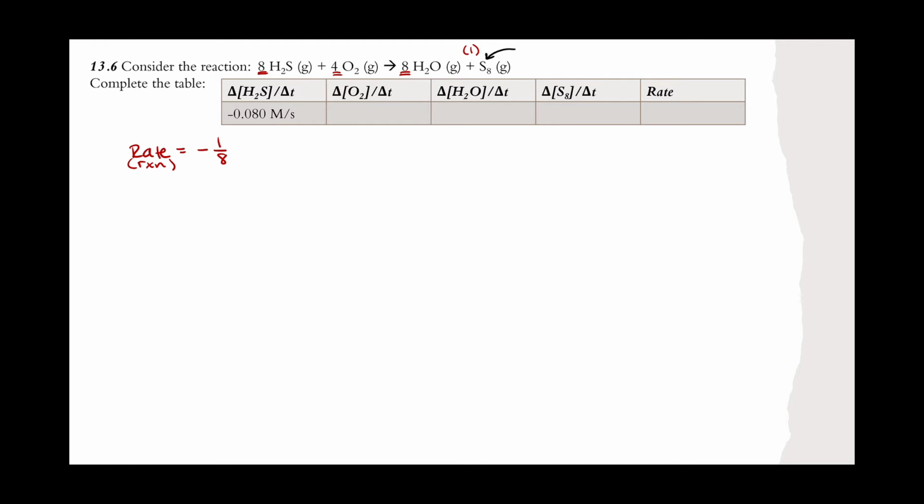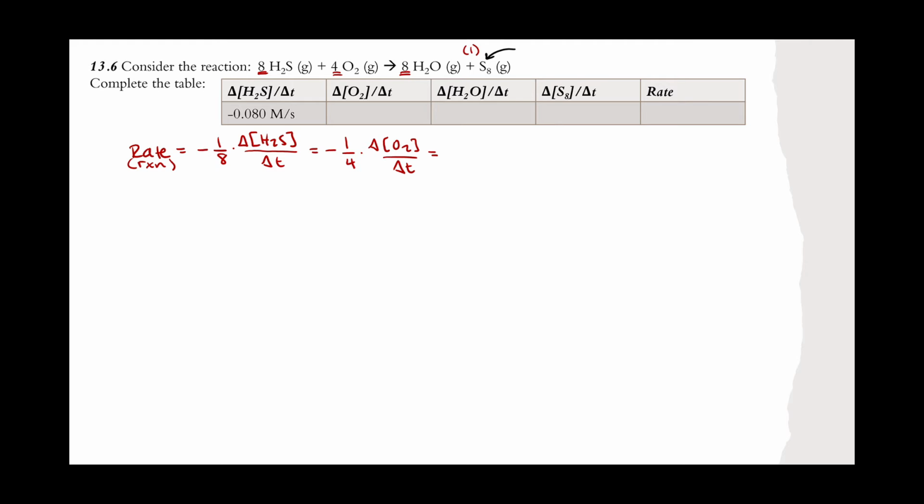So I'll put an 8 for the dihydrogen sulfide, and then that's multiplied by the change in the concentration of the dihydrogen sulfide divided by the change in time. And that's going to also be equal to negative 1 over 4. Now we're working on the oxygen gas times its change in concentration divided by change in time.